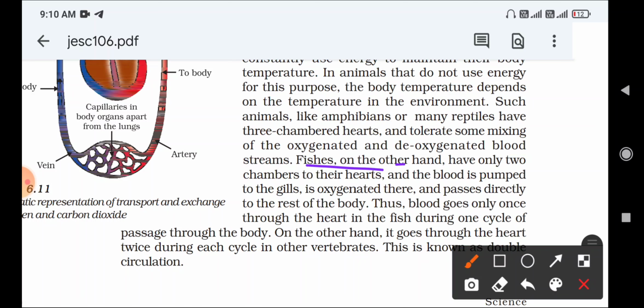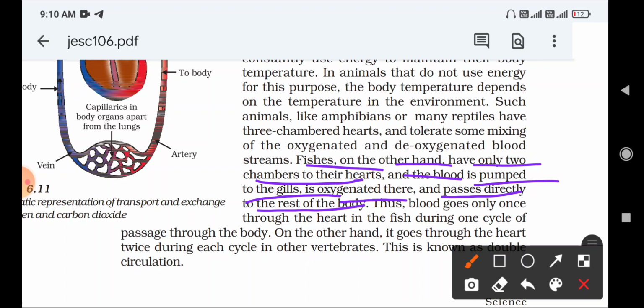Fishes, on the other hand, have only two chambers in their hearts. How many chambers do fishes have? Only two chambers. Reptiles have three chambers, and humans have four chambers. The blood is pumped to the gills, is oxygenated there, and passes directly to the rest of the body.